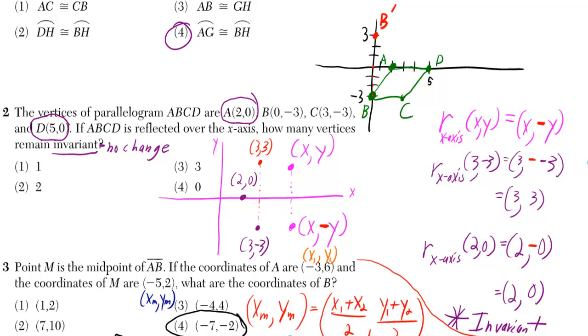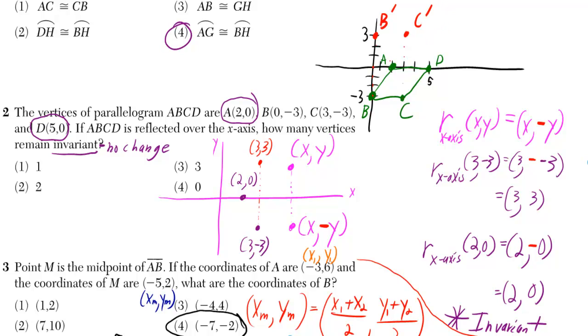Let's do point C next. You have to count down by 3 again, so you have to count up by 3. You keep the same x coordinate though. And that'll give us the new C, in other words, C prime.